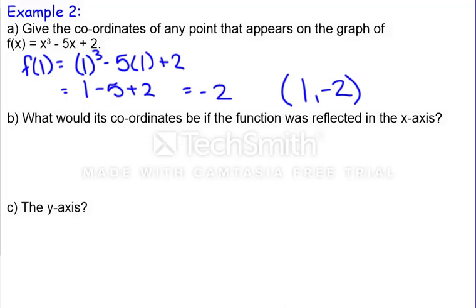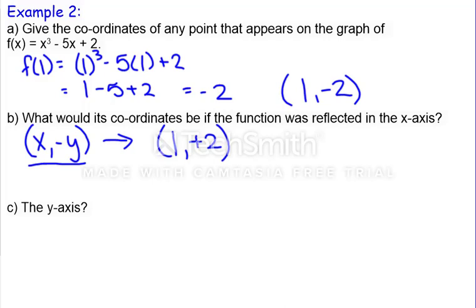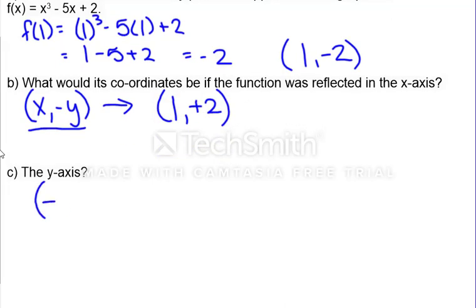What would the coordinates be if the function was reflected in the x-axis? So that is where we have our y's changing their sign. We have an x, negative y. This is what our new point would look like. So the new point would be 1, positive 2. If we were to reflect it in the y-axis, we've got our negative x's and our y's staying the same. This point would be negative 1, negative 2.